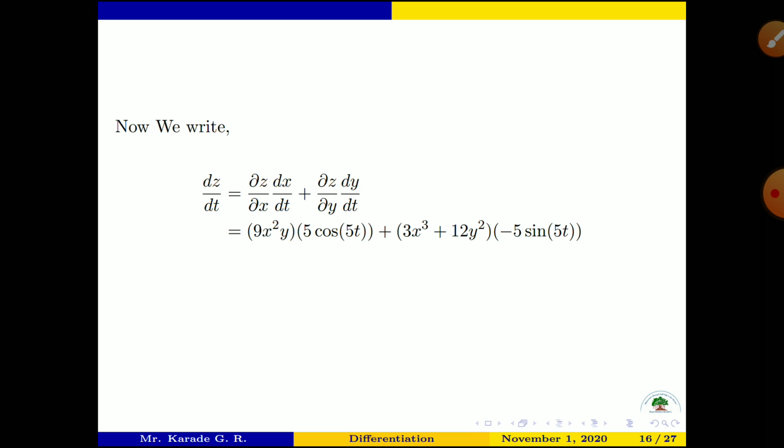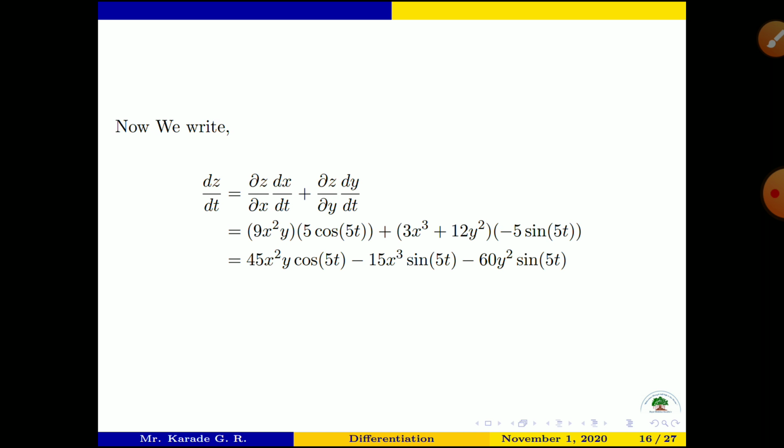Now we write dz by dt is equal to dou z by dou x into dx by dt plus dou z by dou y into dy by dt, and it is equal to, now let us put the values of all these derivatives. So our next step is equal to 9 into x square y into 5 times cos of 5t plus (3x square plus 12y square) into minus 5 into sine of 5t.